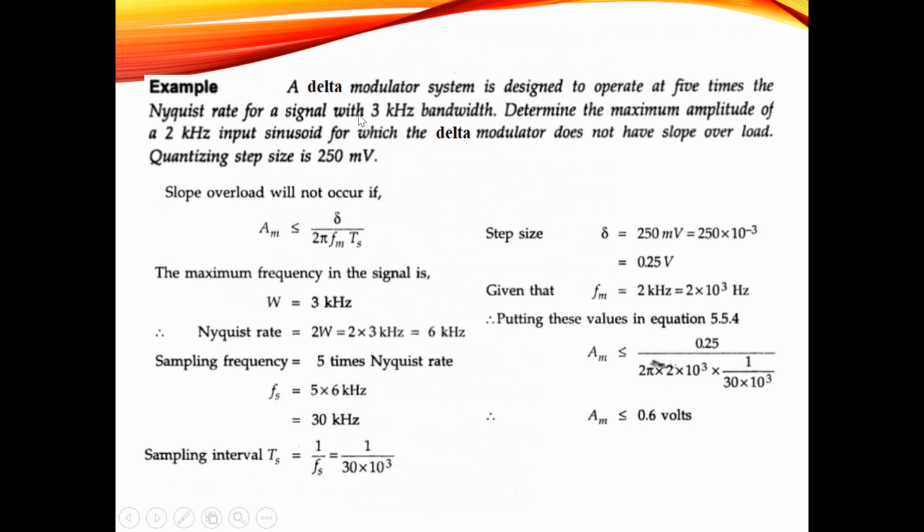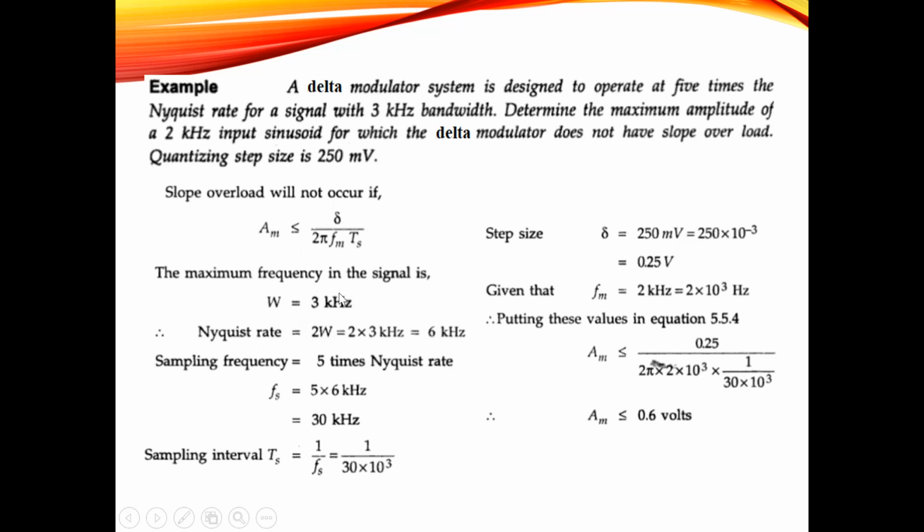One example: a delta modulator system is designed to operate at 5 times the Nyquist rate for a signal with 3 kHz bandwidth. Determine the maximum amplitude of a 2 kHz input sinusoid for which the delta modulator does not have slope overload distortion. The quantizing step size is given, that is 250 millivolts. Slope overload distortion will not occur if the amplitude is less than delta divided by 2 pi fm Ts. Instead of omega m, 2 pi fm is written.